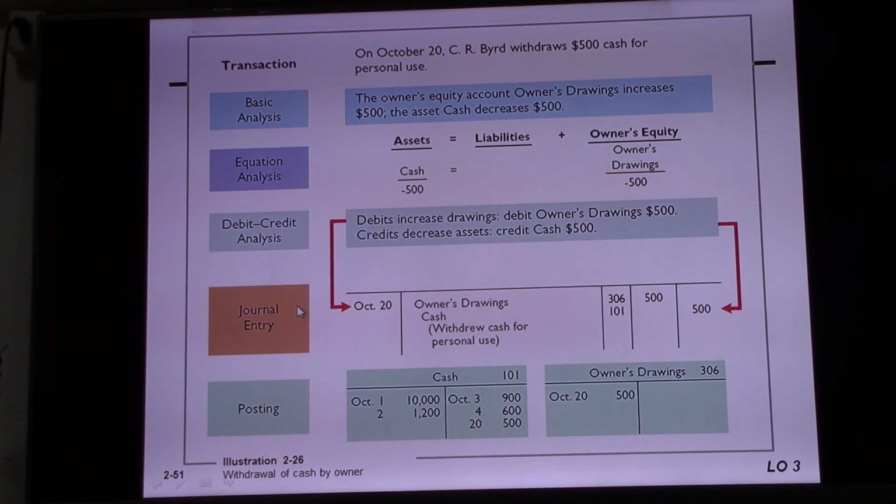What about journalizing? On October 20, owner's drawings increases by $500, and when drawing increases, it causes a decrease in owner's equity. And also cash decreases. When cash decreases, it will be credited by $500. Then we should transfer this journal entry to the general ledger through the T account. We will transfer the credit amount of cash to the credit side of the T account by $500. And we will transfer the debit journal entry, owner's drawing, to the debit side of the T account by $500.